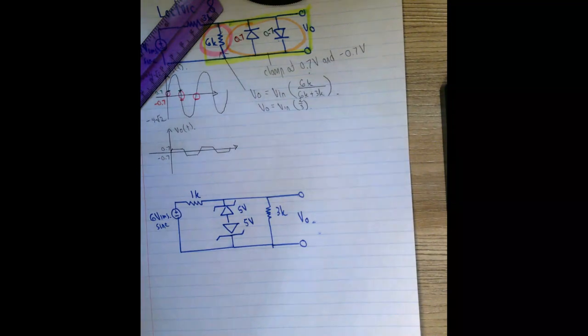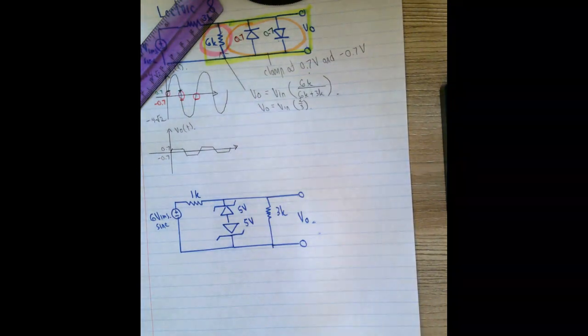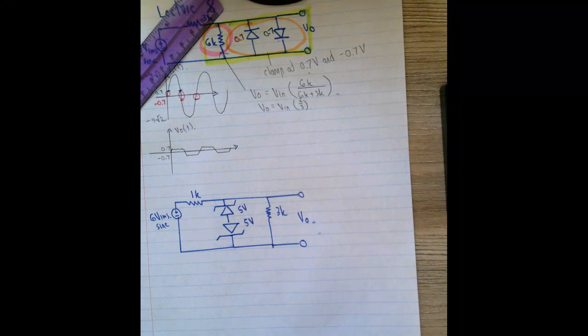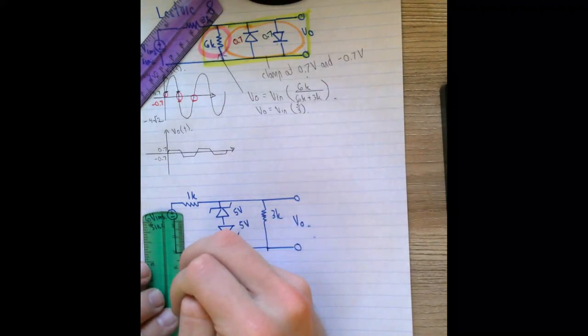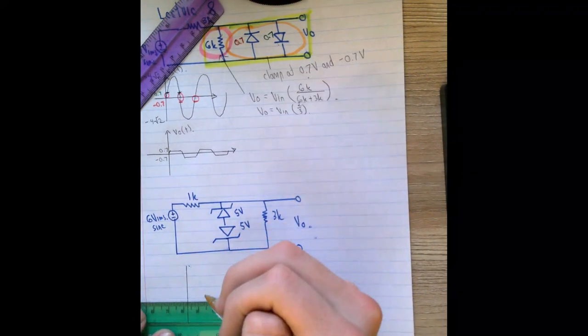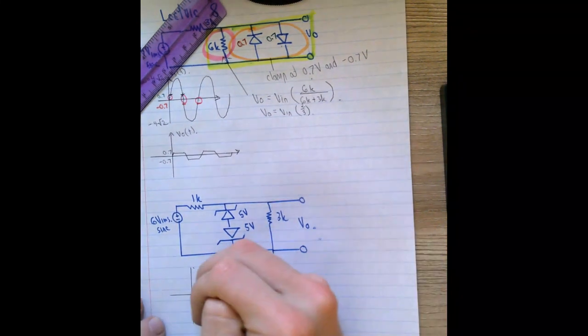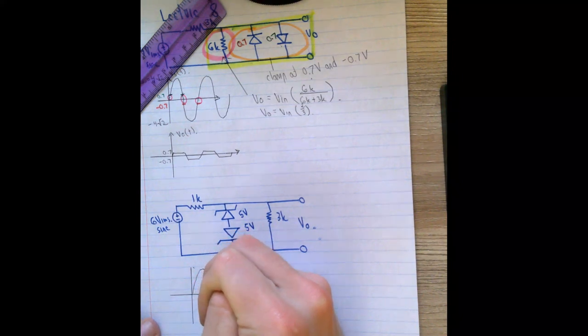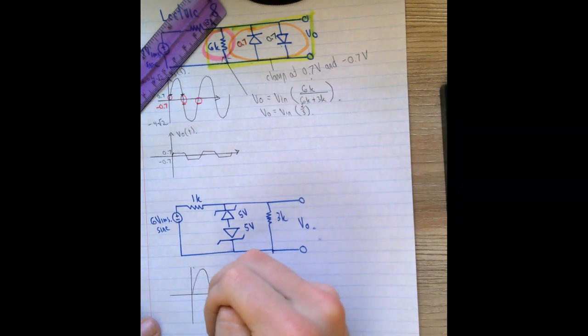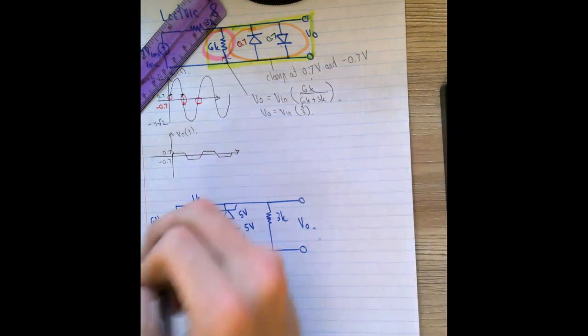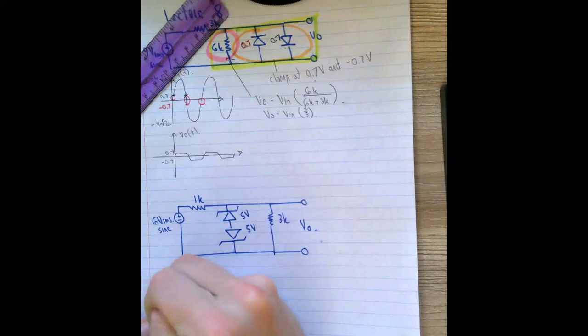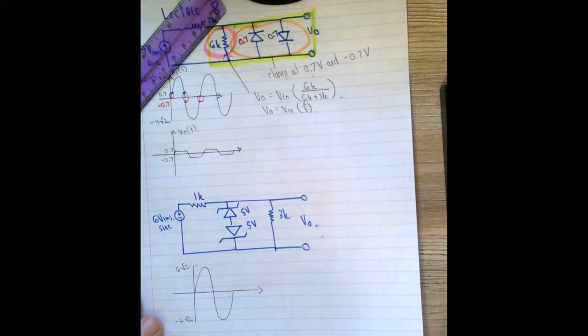And so in order to do this, we have 6 volts RMS. And so that means our peak is 6 root 2. And so using my pen here, we're going to draw. Okay, it's going to go up to 6 root 2, and then it's going to come back down. So we're going to say this is 6 root 2, negative 6 root 2. And that's our voltage peak.